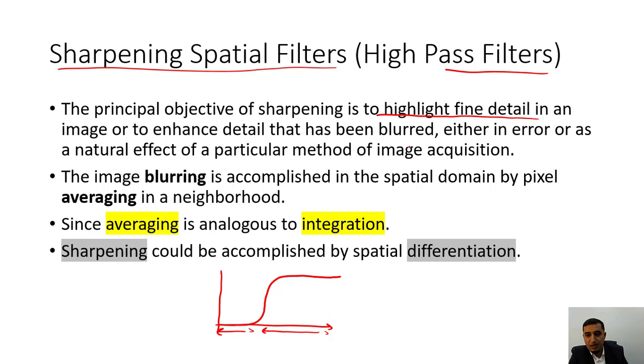So this is basically done after blurring an image. You enhance the image once more, either as an error or as an effect of a particular method of image acquisition. Basically, image blurring is accomplished by spatial filtering by averaging, and since averaging is analogous to integration, sharpening is basically analogous to differentiation. Okay, so this is the idea.